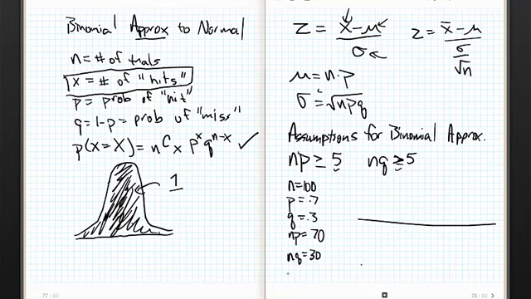I also know that mu is equal to np, so that's where the mean is, and I know that sigma is equal to the square root of npq. Remember that guy? That's this guy right up here. So this is equal to the square root of 100 times 0.7 times 0.3, which is the square root of 21, which is about halfway between 4 and 5.